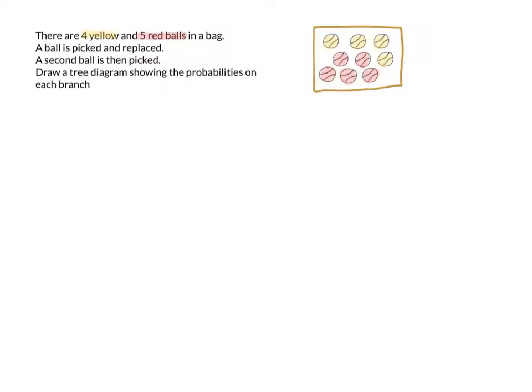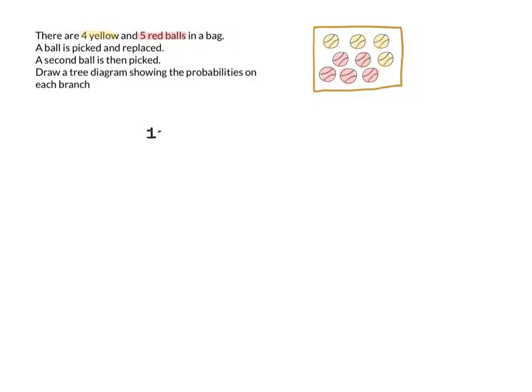We're going to get on to when it is not replaced in the second video. But for now, it's really important that the ball is put back in after you have selected it. So after you've picked the first ball, you then put that back in, you then select a second ball, and we want to draw something called a tree diagram.